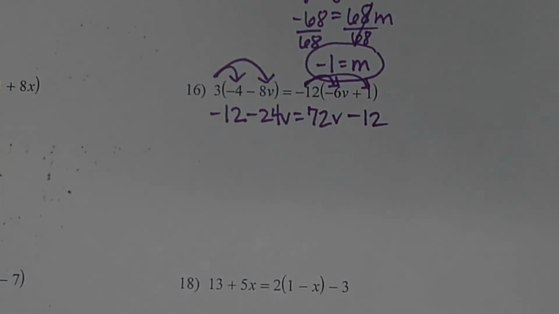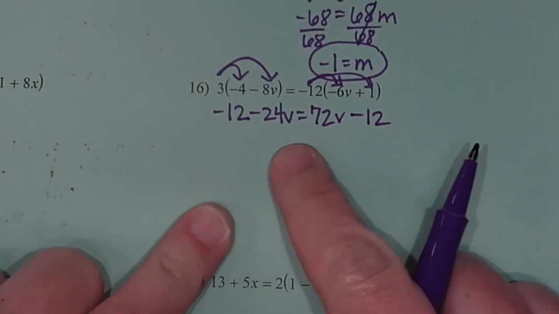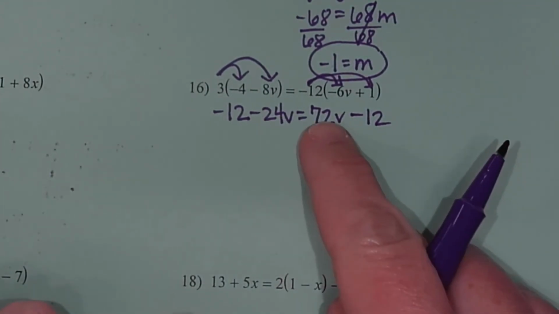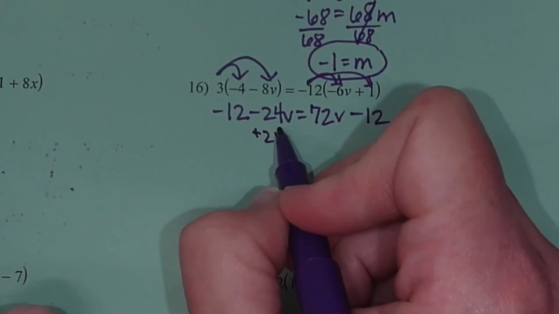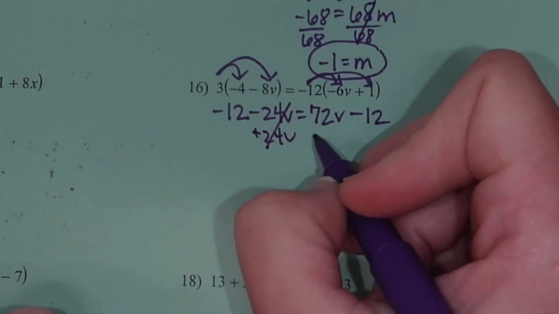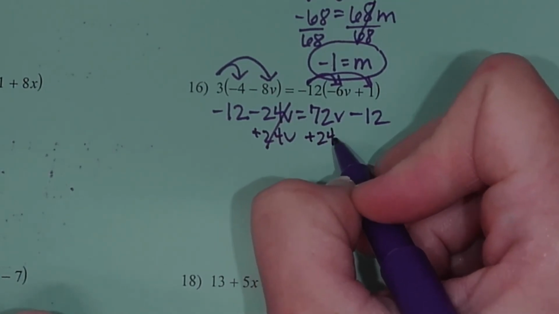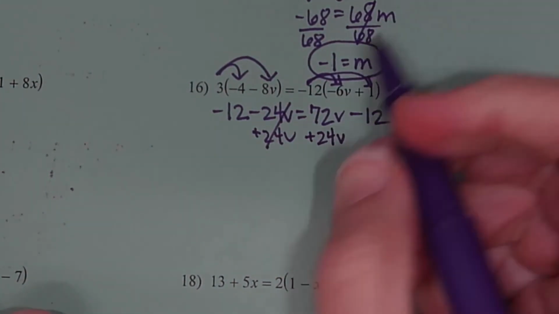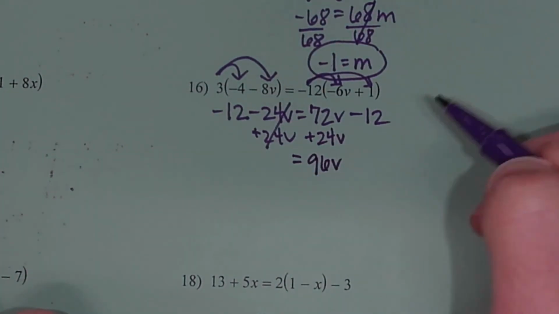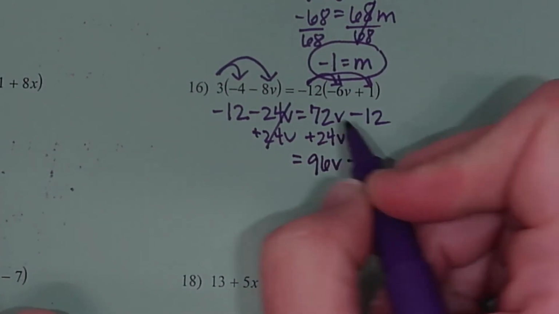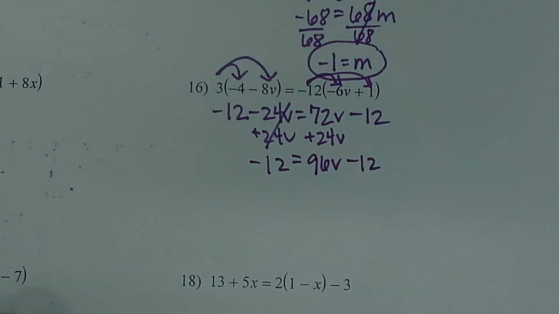Okay, so again, variables on both sides. Let's get rid of this one. You could just as easily get rid of that one, but I'm going to go with this one. So I'm going to add 24 to both sides. 24v, that is. So I add 24v over here. I'm lining up my v's. And you're going to get 96v. And I'm going to bring down my minus 12 here and my minus 12 there.